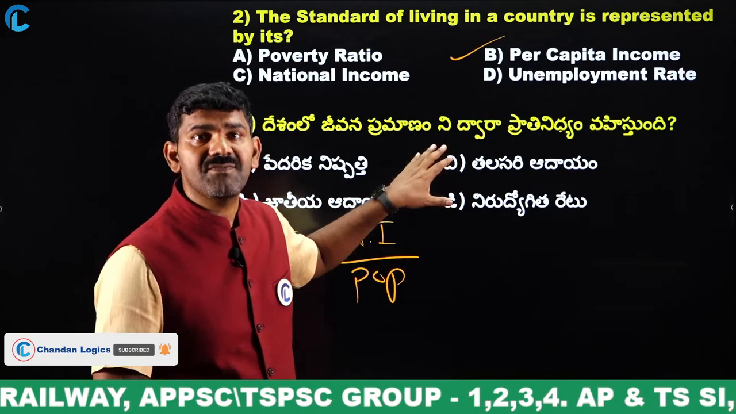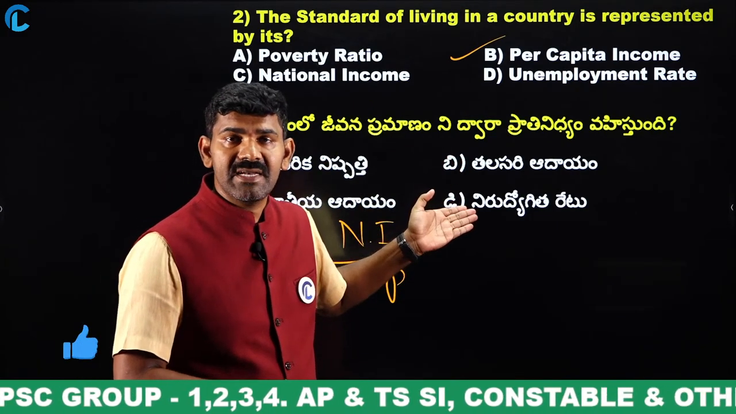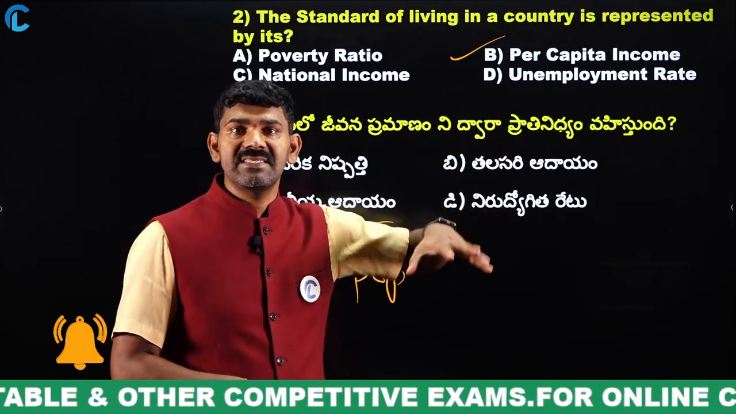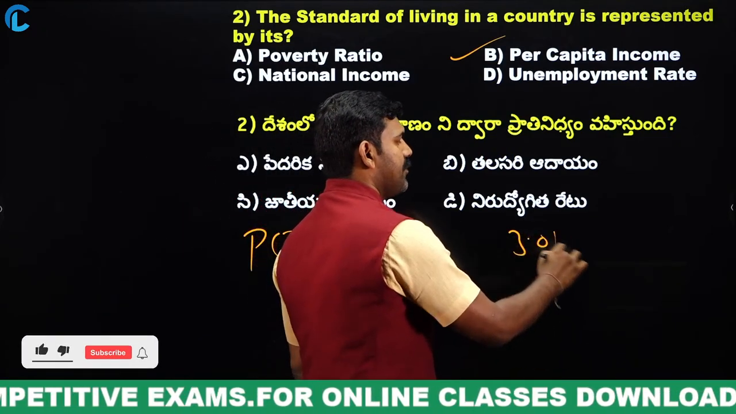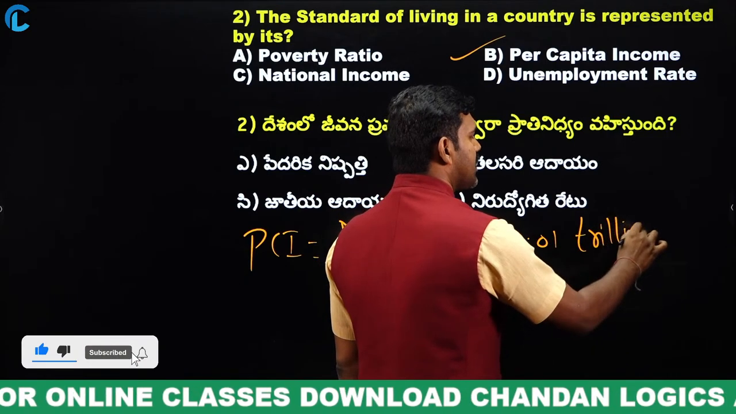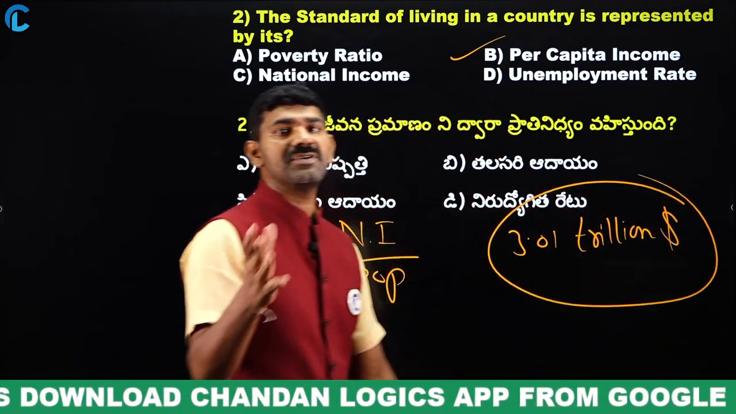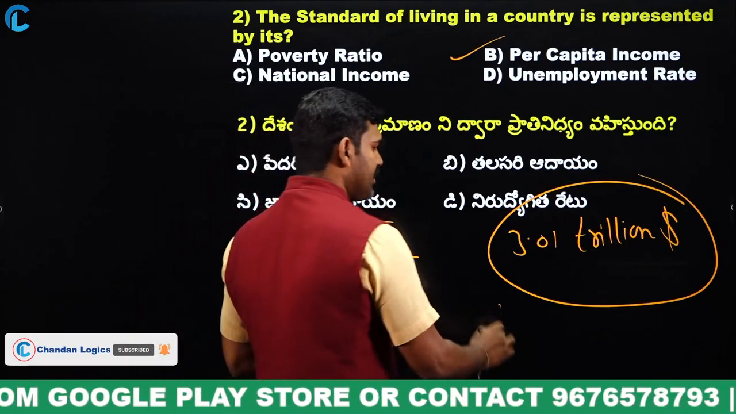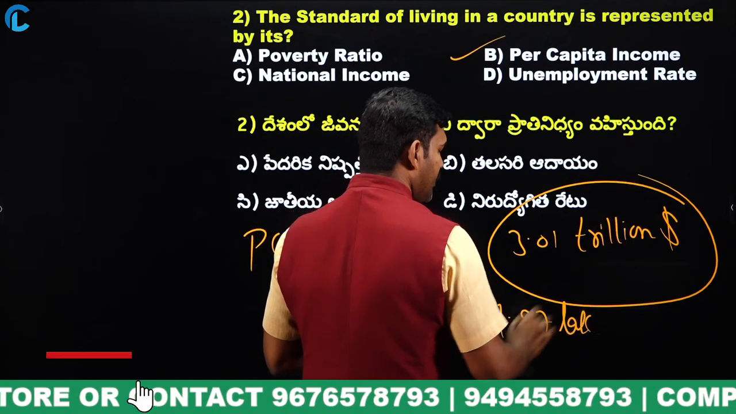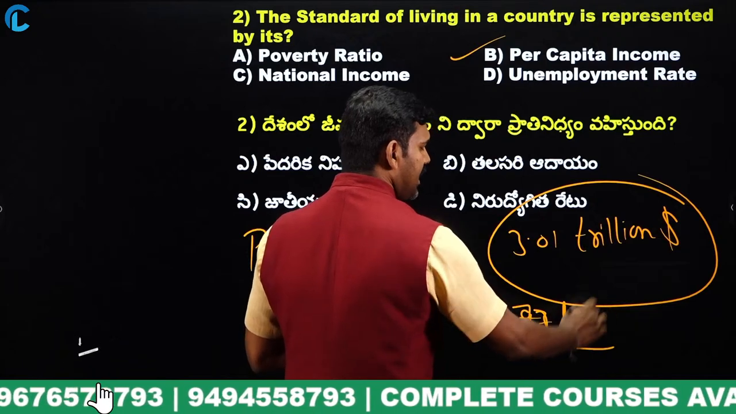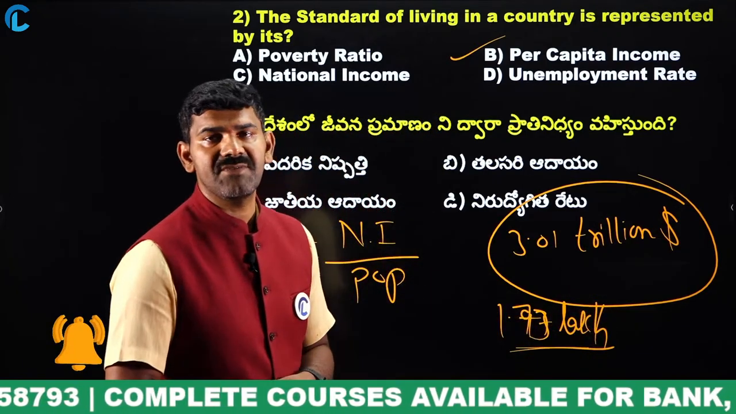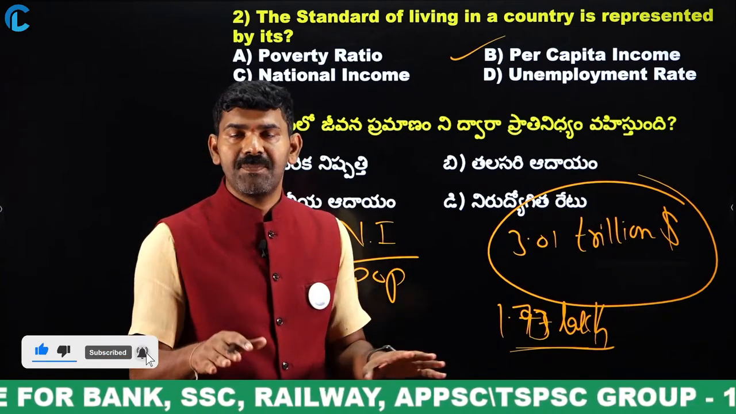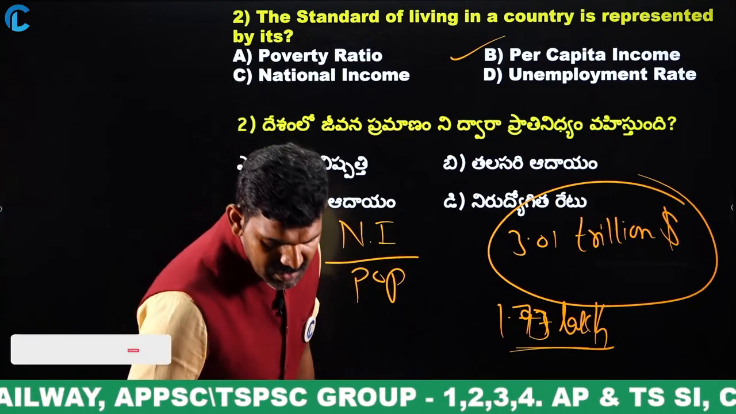India, in terms of GDP, is the fifth largest economy in the world. But when you come to per capita income, India will rank somewhere around 120 to 140. Whatever GDP India is earning, $3.01 trillion, is not sufficient for a big population like India. We already saw it, right? The per capita income of India is 1.73 lakh. This is not sufficient for us. So, per capita income represents the standard of living of a country, not the GDP, not the national income.